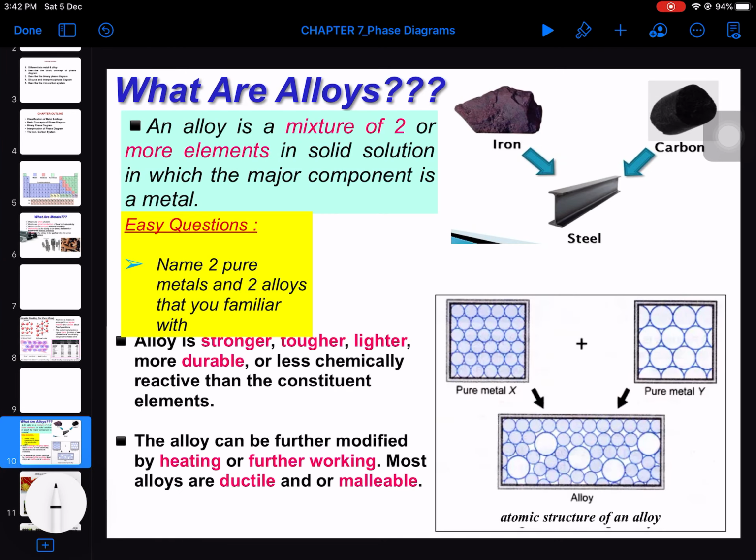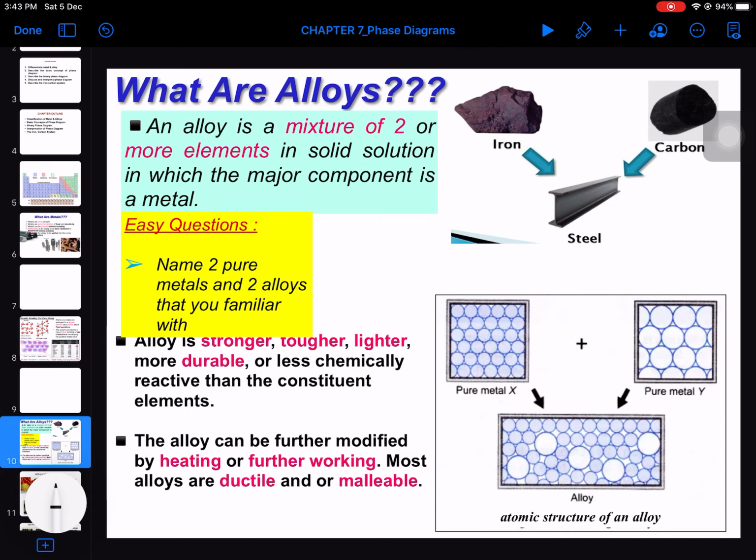Now this slide is asking you what alloys are. During the previous slides, we already looked at the general description of metals, and now we are coming to alloys. Alloys, by definition, are a mixture of two or more elements in solid solution in which the major component is a metal.